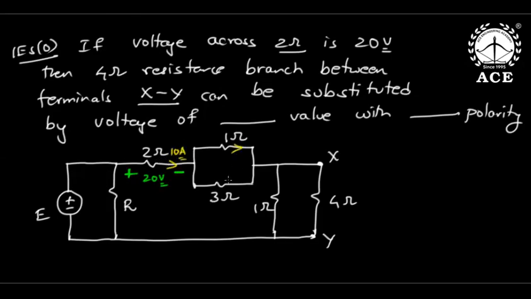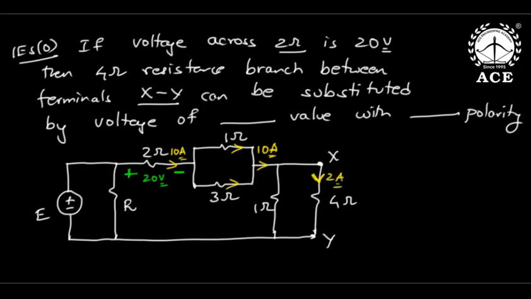Now 10 will divide and again it will combine. Now after coming here, if I do the current division rule, in parallel elements, this current will be total current 10 into opposite 1 by 5. So this is 2 amperes.